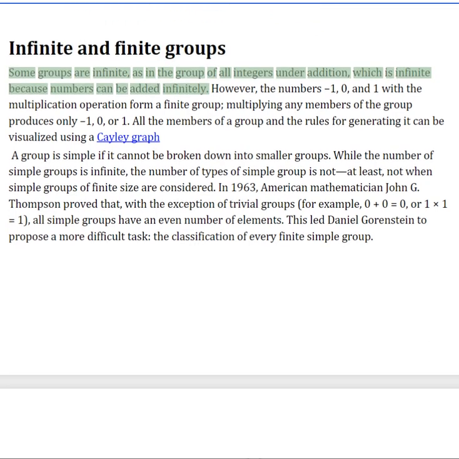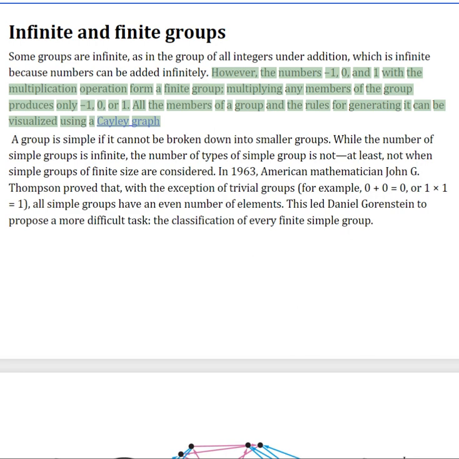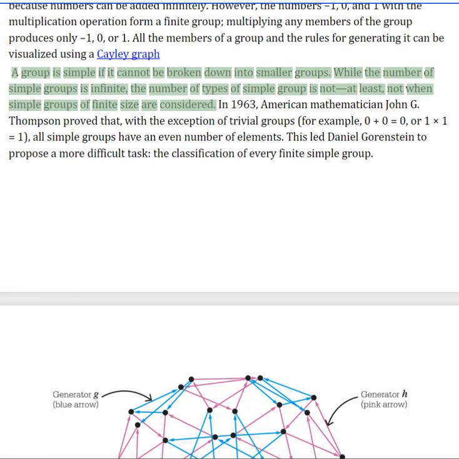Some groups are infinite, as in the group of all integers under addition, which is infinite because numbers can be added infinitely. However, the numbers -1, 0, and 1 with the multiplication operation form a finite group. Multiplying any members of the group produces only -1, 0, or 1. All the members of a group and the rules for generating it can be visualized using a Cayley graph. A group is simple if it cannot be broken down into smaller groups.